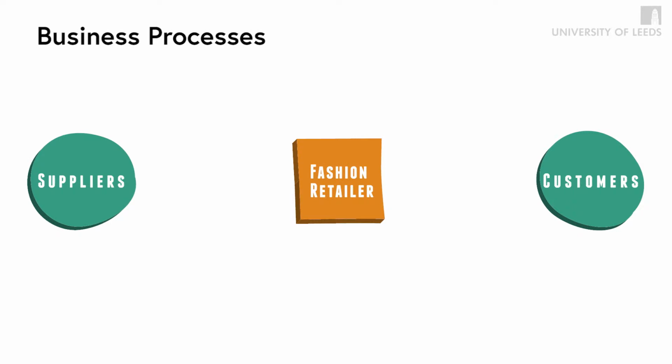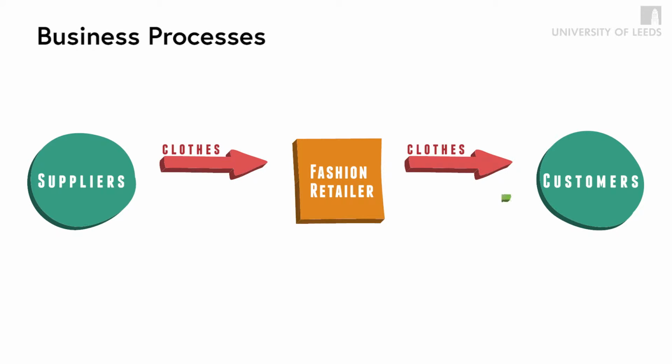First, let's have a look at business processes. These are the building blocks of a business. They say a picture paints 1,000 words, and this is very true in our case. Let's look at the example of a fashion retailer. At a high level, all the retailer is doing is sourcing stock from suppliers and selling it to customers, and money flows the other way.